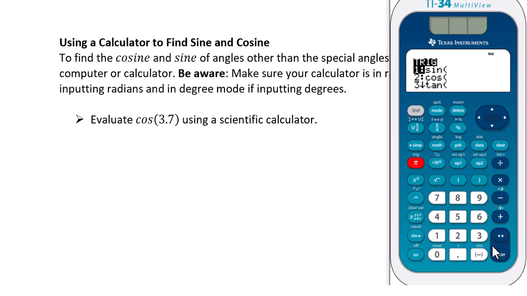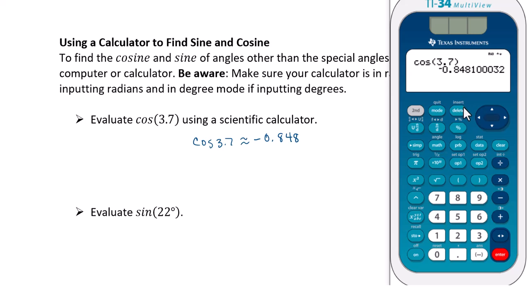Now I'm going to go into my trig menu and select cosine, and I'll input 3.7, and I get approximately negative 0.848 is what I'll round that to.